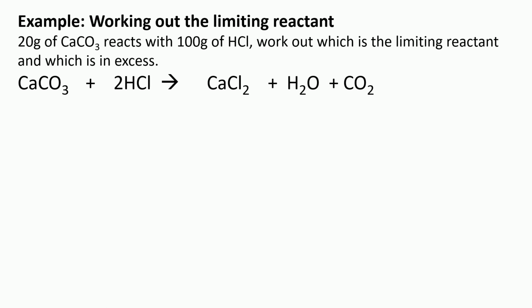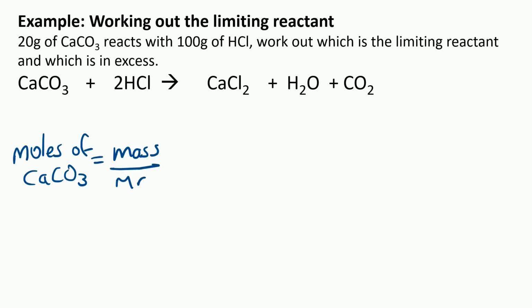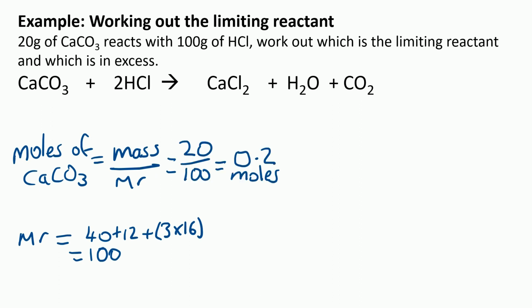So first we'd work out the moles of CaCO3 by doing mass over Mr. The Mr of CaCO3 is 40 for calcium, plus 12 for carbon, and 16 times 3 for each of the 3 oxygens, and that comes to 100. So we put that into the equation above. The question tells us we've got 20 grams of CaCO3, so 20 over 100 is 0.2 moles. And at this point, it's a good idea to write it under the CaCO3 in the equation.